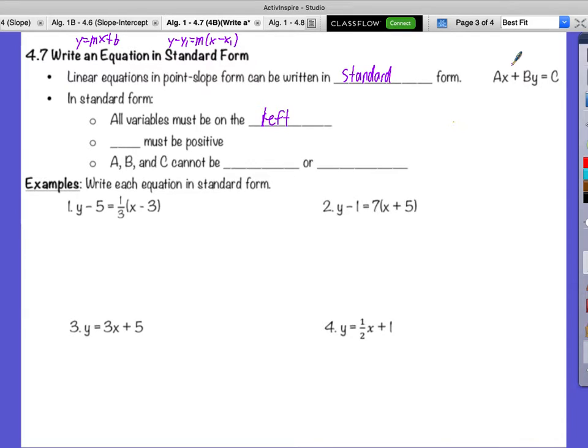So, for this, A must be positive. We must have the coefficient with our x be positive. We have something x plus something y is equal to C. So we put the x first, and that has to be positive for this. Another important thing is A, B, and C cannot be fractions or decimals. We don't want to deal with fractions or decimals here, so if we have any, we'll learn how to get rid of them. You just don't get problems.